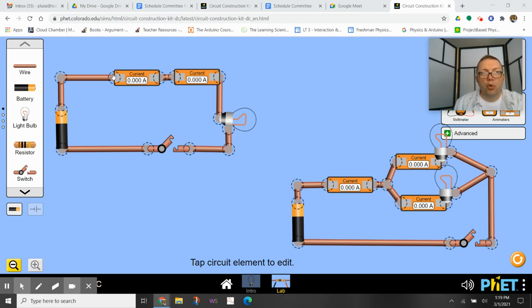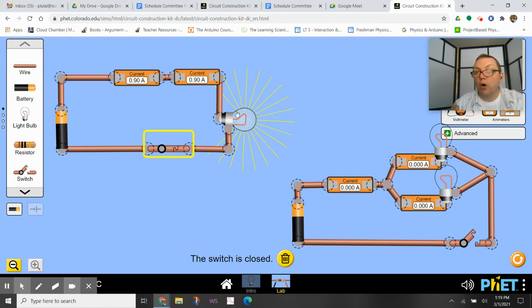Switch is open, total current in, 0. Total current out, 0. So total current in is total current out. When I close this switch, the bulb is lighting, so we know the circuit is functional. And the total current into the junction, into this point, is 0.9 amps, and the total current out of that point, 0.9 amps. So the total current in equals the total current out.